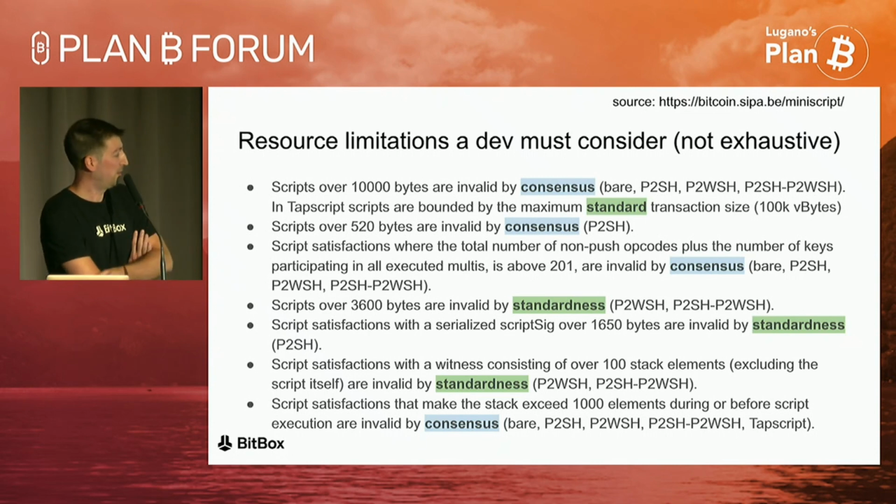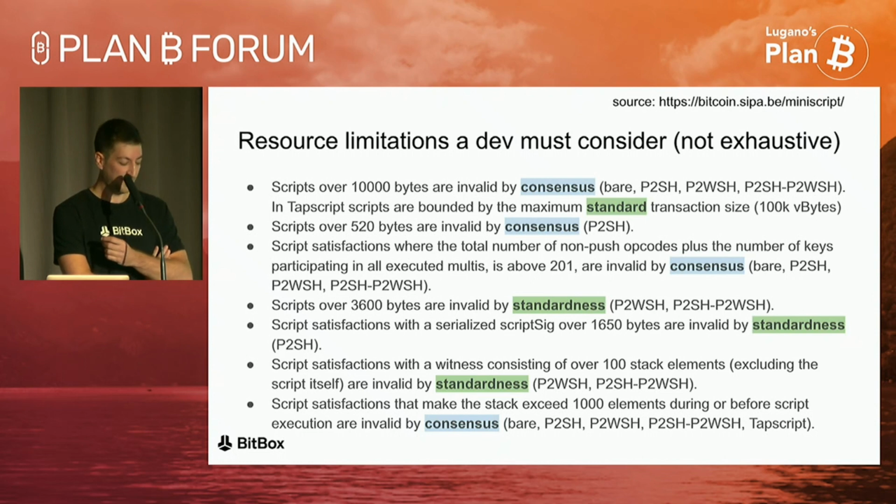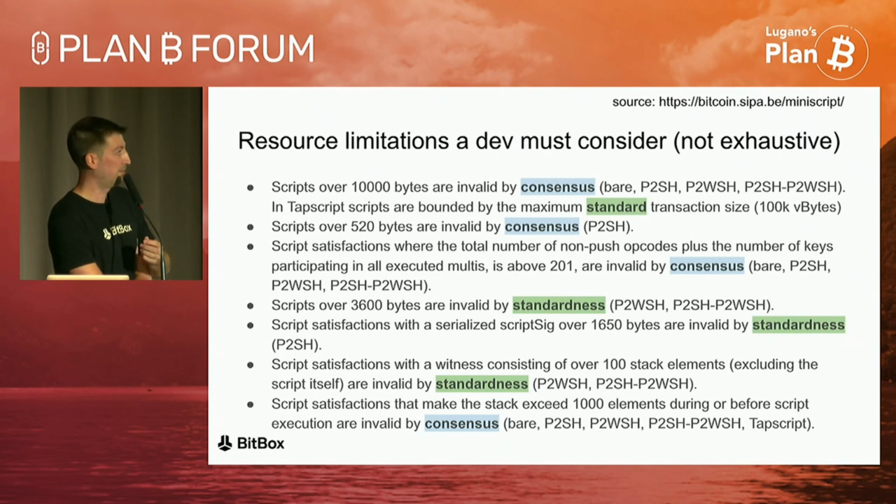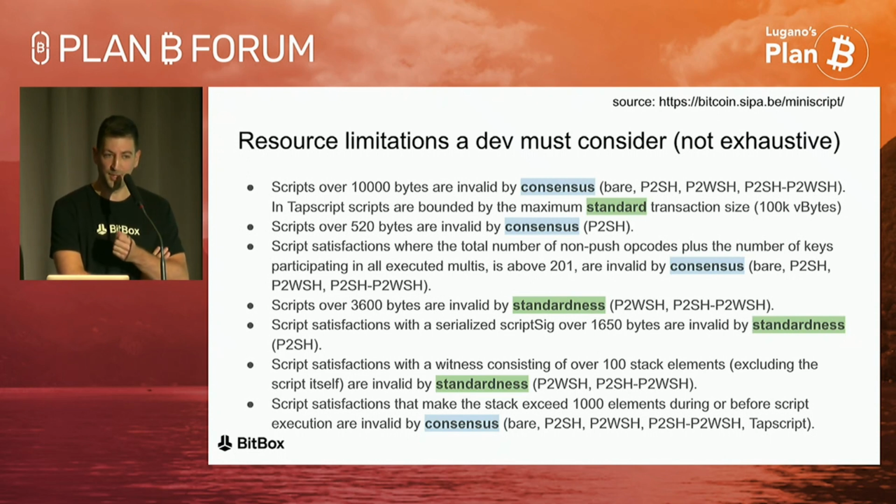And then a very big topic. I just copy-pasted a small reference. There's many consensus limits and standardness limits in Bitcoin, especially related to scripts. I will not go through all of them, just an overview. Scripts cannot be more than 10,000 bytes by consensus. Consensus means if you make one that is bigger, it cannot be mined. But if you use a different context, this is for SegWit and Taproot, but if you use the P2SH context, which was before SegWit, then the limit is much smaller.